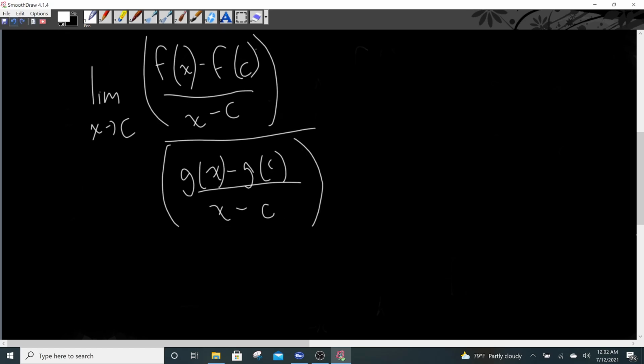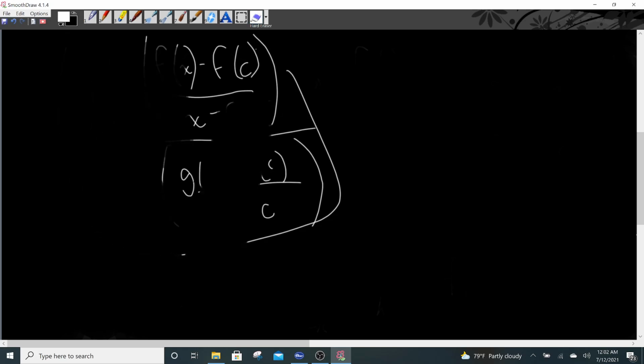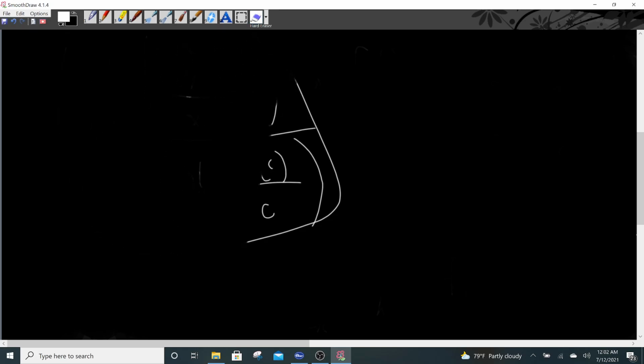And using our concept of L1 and L2, we know that this whole limit can be split into two smaller limits, that being, drum roll please, because we're almost done, I promise.